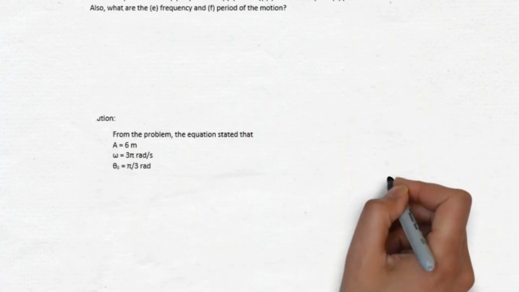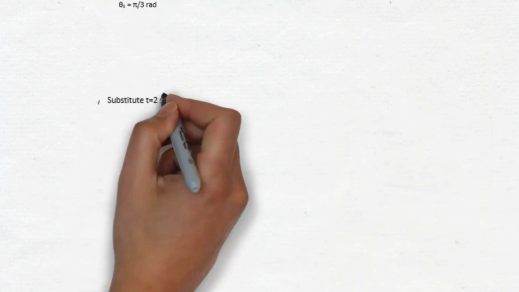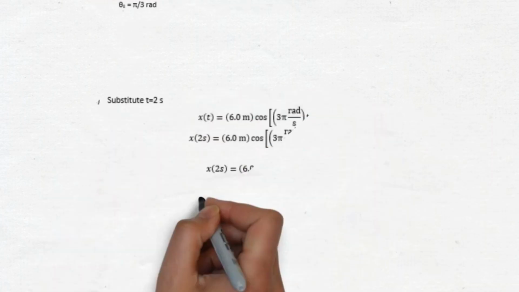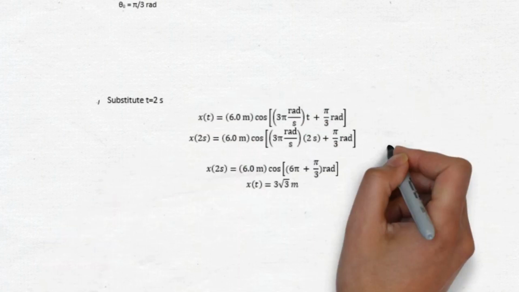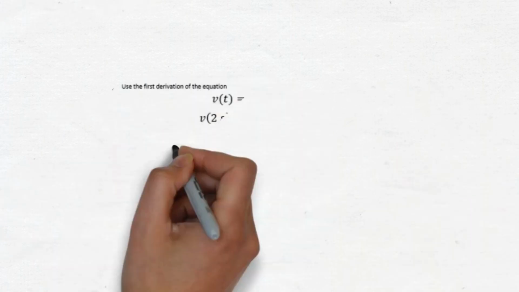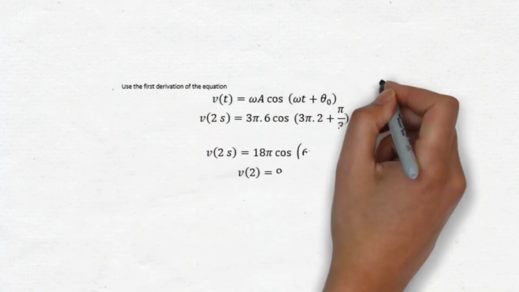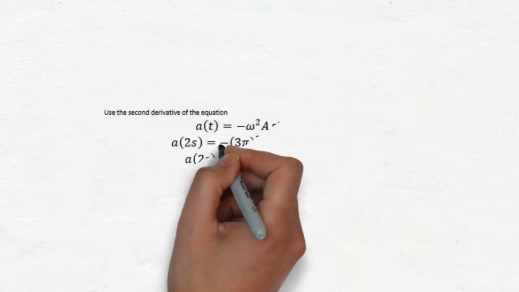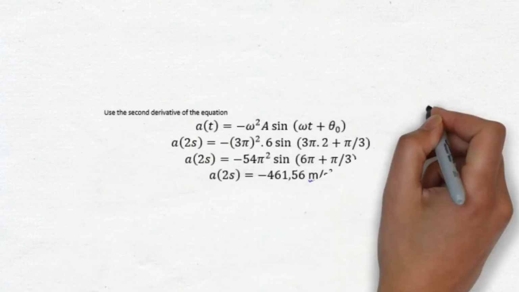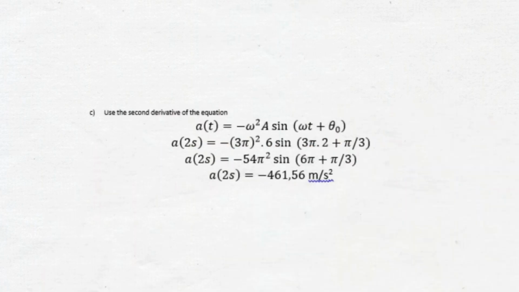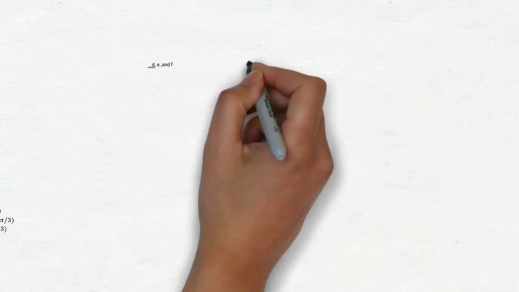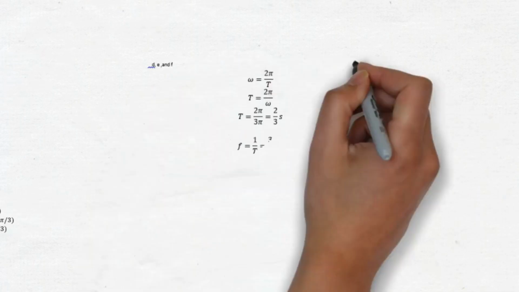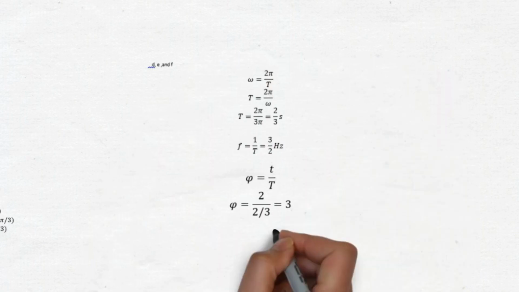First, for point A, we can substitute time equal to 2 seconds into the displacement equation. Next, we can find the velocity by differentiating the displacement equation. Point C, we can find the acceleration by using the second derivative of the displacement equation. Points D, E, and F, you can solve by using this formula, like period, frequency, and phase.